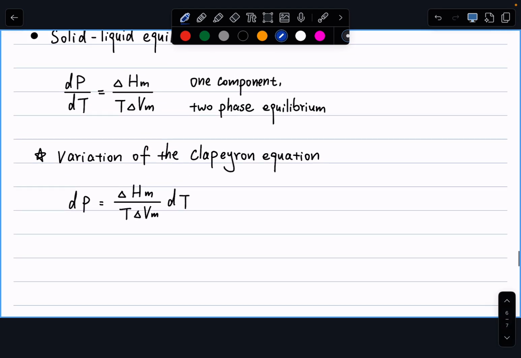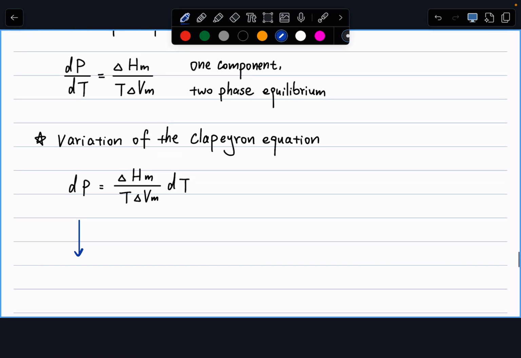Like what we did before, the first thing we want to do is move the terms so dP is on the left-hand side and everything else is on the right-hand side, because we want to express pressure as a function of temperature. On the phase diagram, you always have pressure on the y-axis and temperature on the x-axis. To do that, we do the integration.